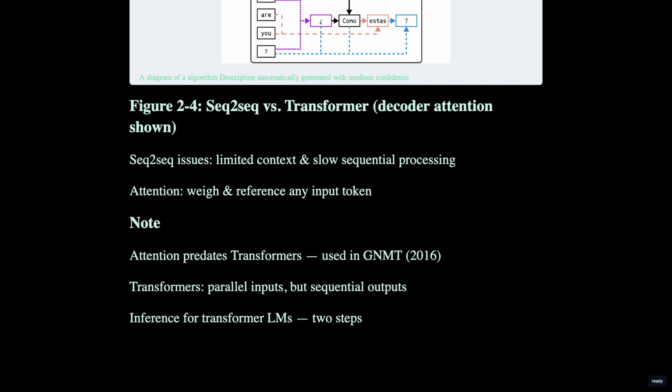At inference time, we repeat two operations. First, run a forward pass through the transformer to compute token representations and output logits. Then apply a decoding step. Pick or sample the next token from those logits and feed it back as the next input, repeating until you stop.